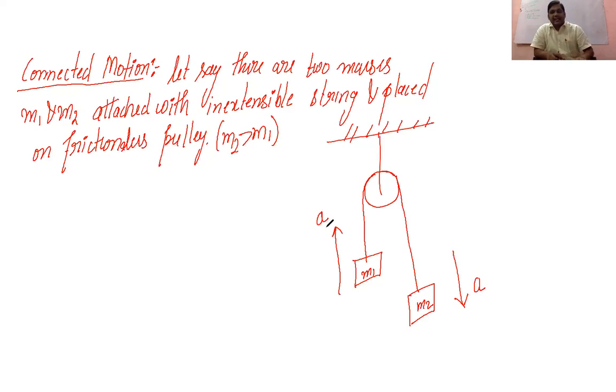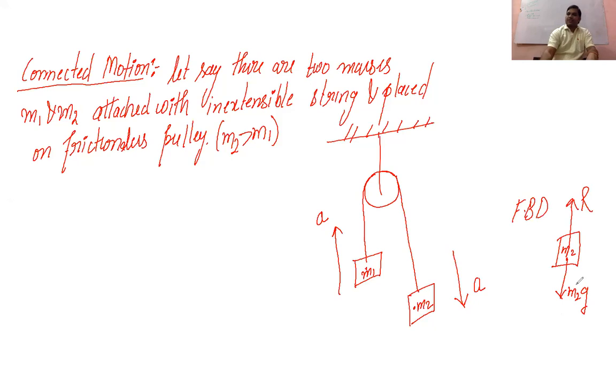क्योंकि स्ट्रिंग को हमने बच्चे इनएक्सटेंसिबल माना है, तो इसका मतलब जिस एक्सेलरेशन से m2 जाएगा उसी एक्सेलरेशन से m1 ऊपर की तरफ जाएगा. Okay, and let's see here the FBD, free body diagram of M1 and M2. FBD for M2: it is M2, and you know well the M2G means weight of this will be acting downward, and this is your reactionary force.